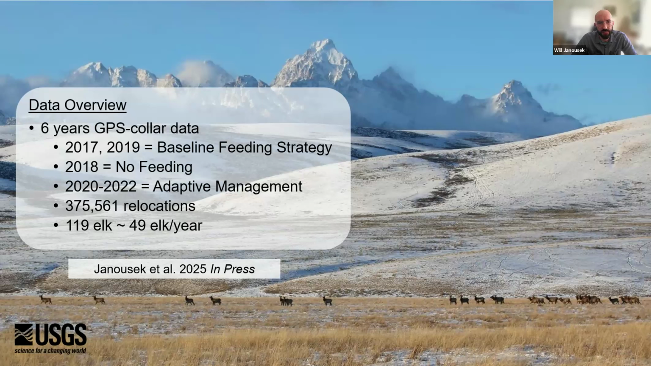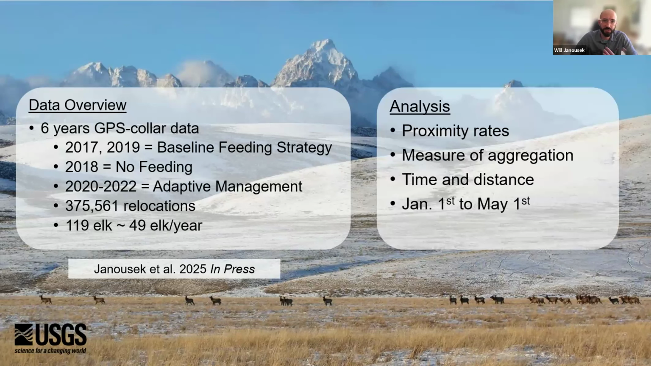And then there's 3 years of adaptive management. That's 2020 through 2022. Each year of that, the duration of feeding was shortened by 1 week, such that by 2022, the duration of feeding was 3 weeks shorter than in 2019. This data set is several hundred thousand GPS relocations from about 119 elk. The information that we use to measure aggregation is something I'll refer to as proximity rates. This is really a measure of both time spent at close distances, so it's a time and space kind of measurement. We're looking over the period of January 1st to May 1st of every year. This encompasses the annual feeding period, plus a little buffer on each end of the beginning and end of feeding.